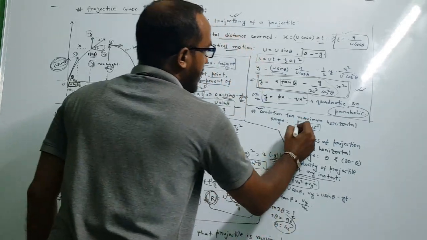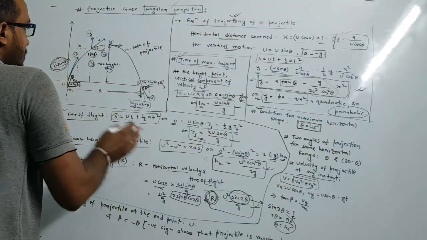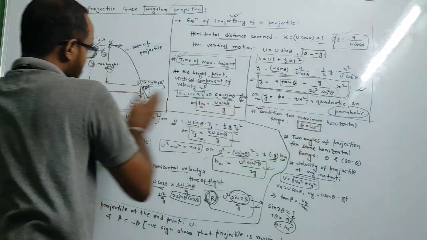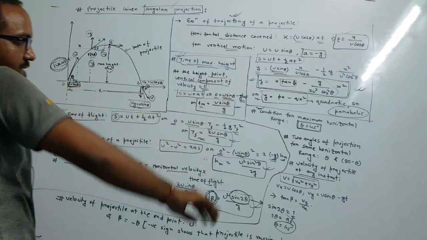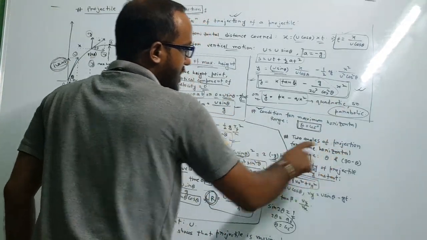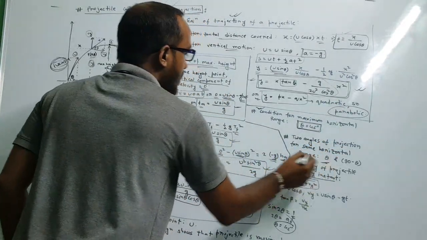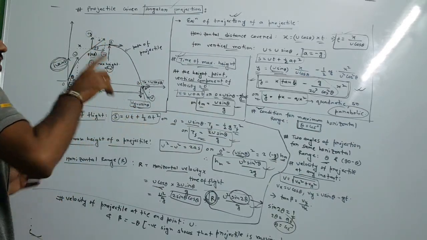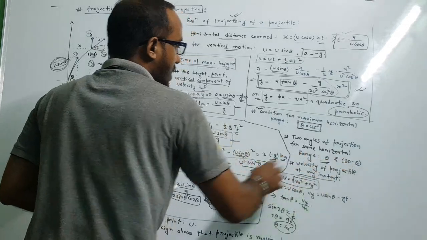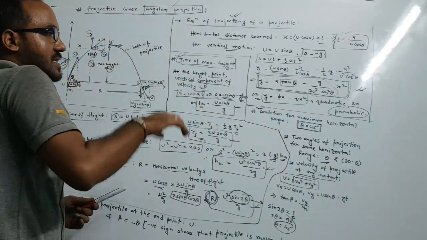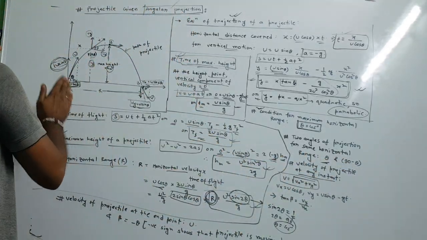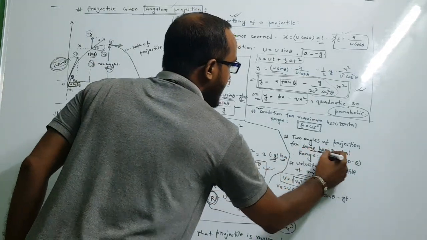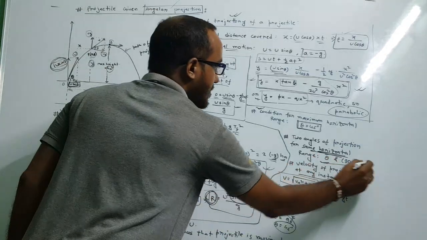So remember this: you will get the maximum horizontal range if you throw an object at a 45 degree angle. The object will travel the maximum distance horizontally. Now, two angles of projection for the same horizontal range: if you throw an object at 60 degrees from the horizontal, or if you throw the object at 90 minus 60, that is 30 degrees, the object will cover the same horizontal distance. So remember, this is very important.